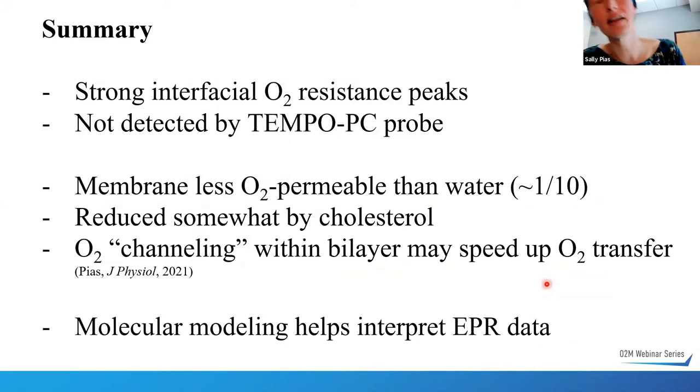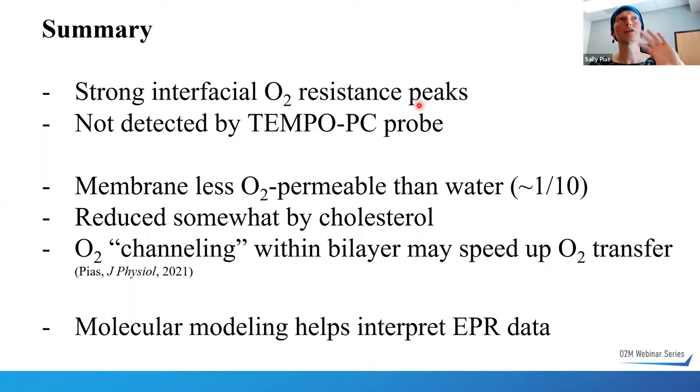So to summarize the work here, we have found from the simulations that there's a strong interfacial oxygen resistance, which occurs in the head group region. So these are strong interfacial oxygen resistance peaks. And those were predicted by Diamond and Katz. And that work has really been highly respected and in fact was used as a reference for those interpreting the EPR experiments as well.